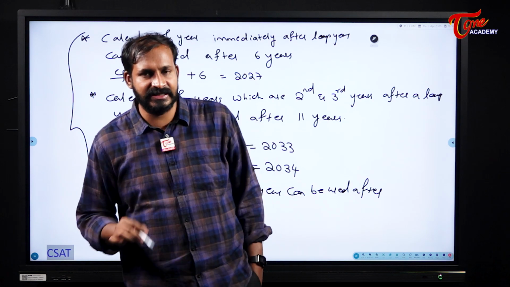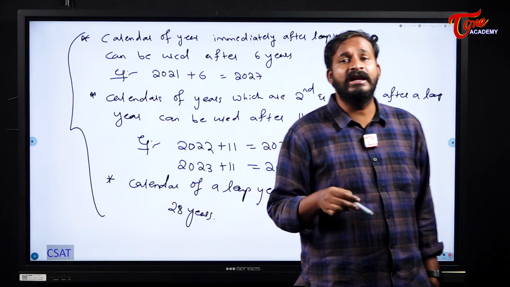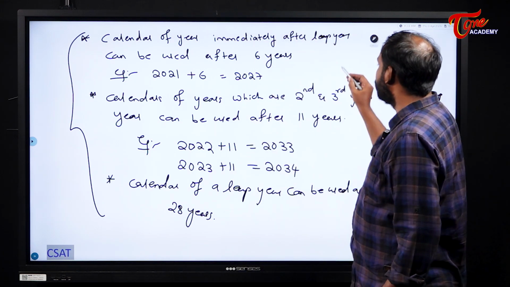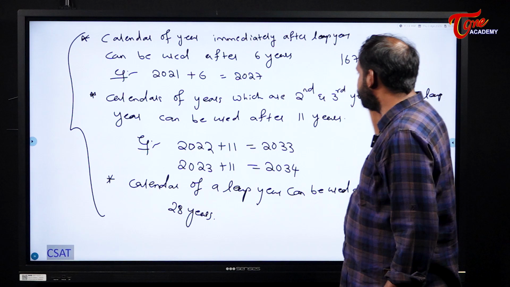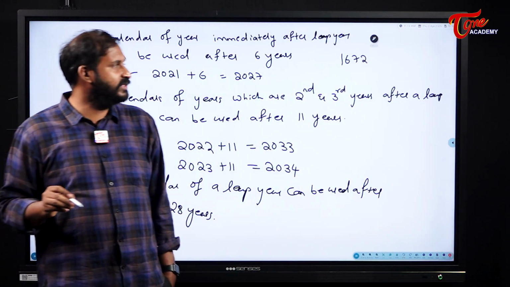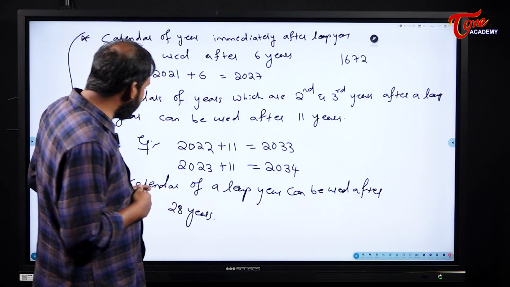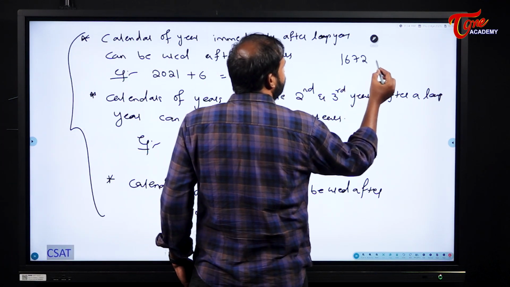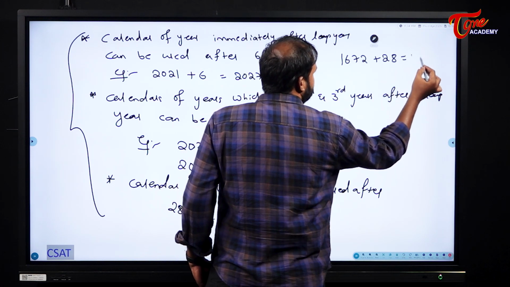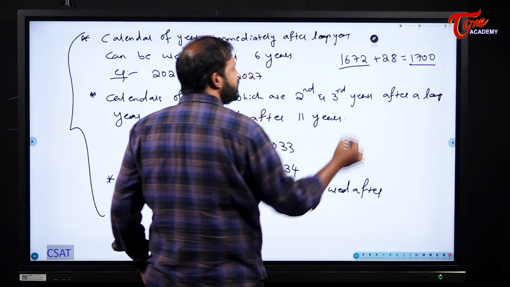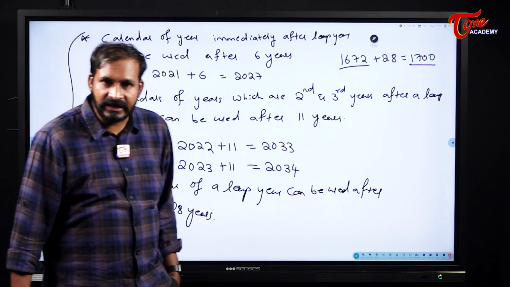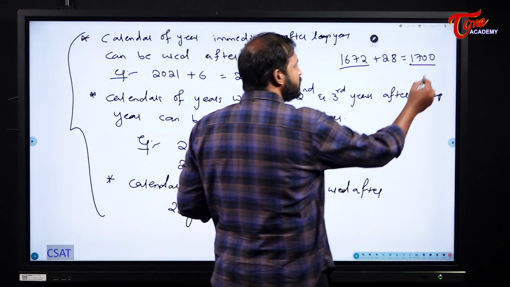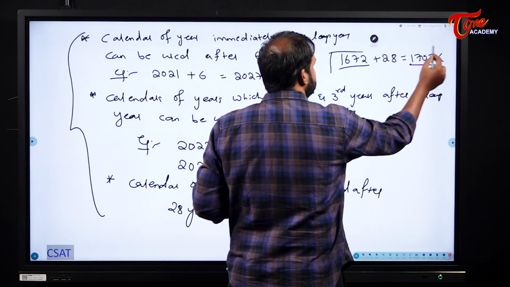What is that limitation? See here, students. I told you the calendar of a leap year can be used after how many years? 28 years. Now 1672. Tell me whether 1672 is a leap year or not. Yes, 1672 is a leap year. So according to our logic, we can use that calendar after 28 years. So 1672 plus 28 becomes 1700. So I can use the calendar of 1672 in 1700. Is it correct? Is 1700 a leap year? No, it is not a leap year. So this logic fails in this type of case.